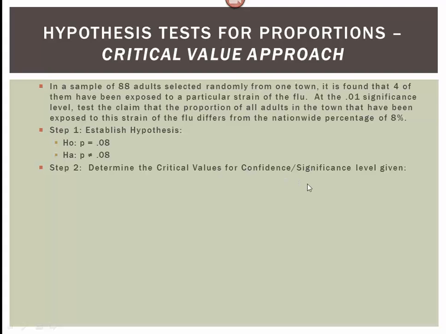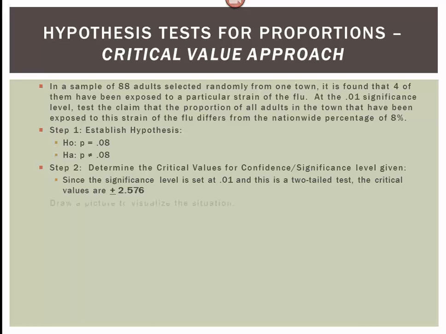Step 2 is to set up our world view, assuming the null to be correct and having a significance level of 0.01. For a two-tailed test, we look onto our t-chart and go up to the z-value for significance level 0.01 and 2 tails, and we see that the critical values are positive and negative 2.576. We draw a picture to visualize this situation. So again, we're running a two-tailed test. We split up alpha into 2 tails, so the total of these tails is 1%, 0.005 in each tail.